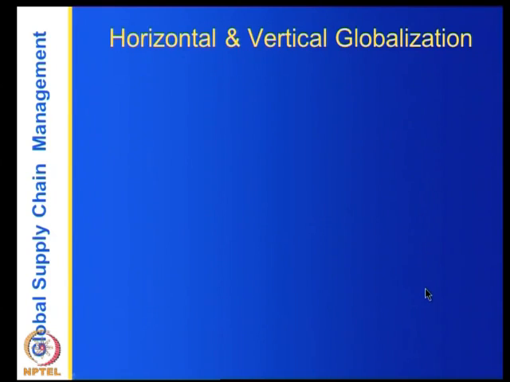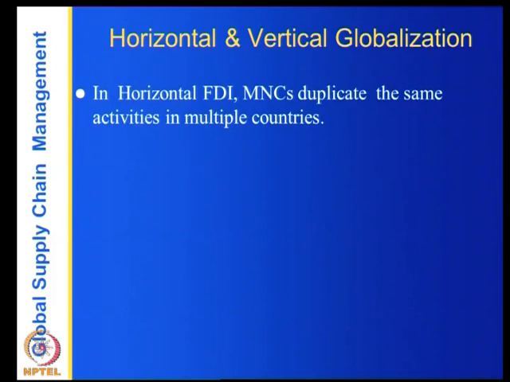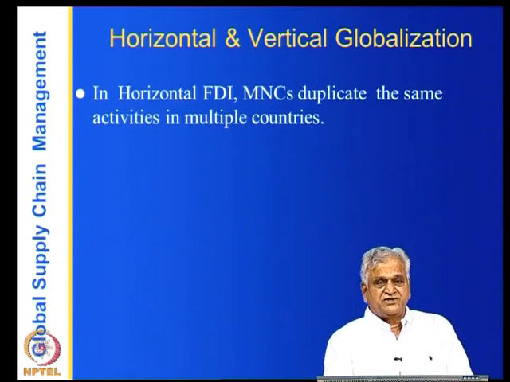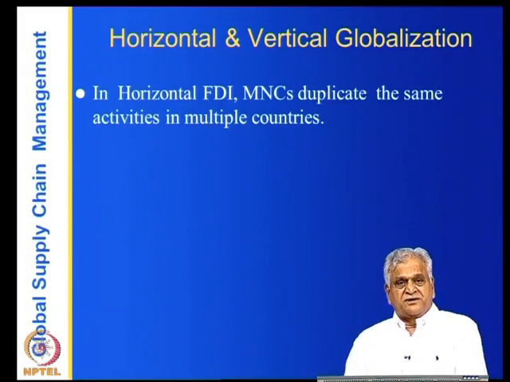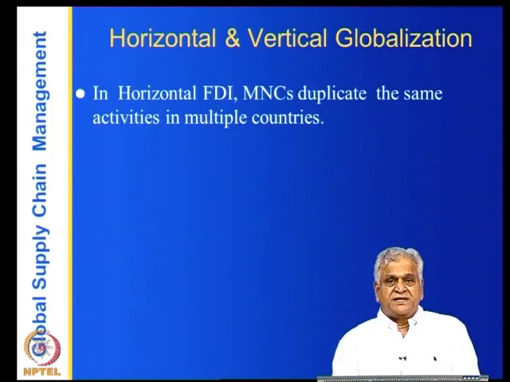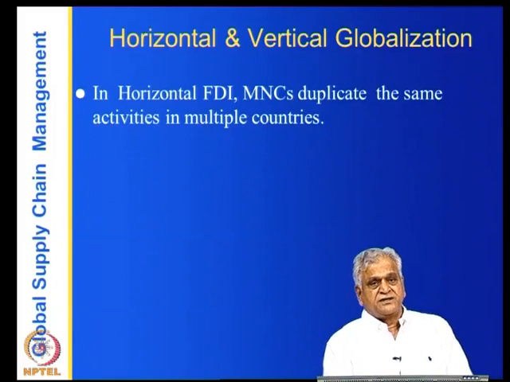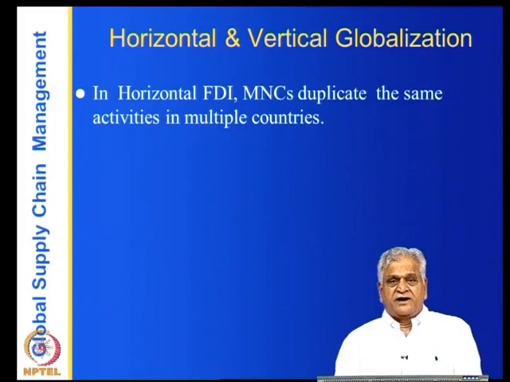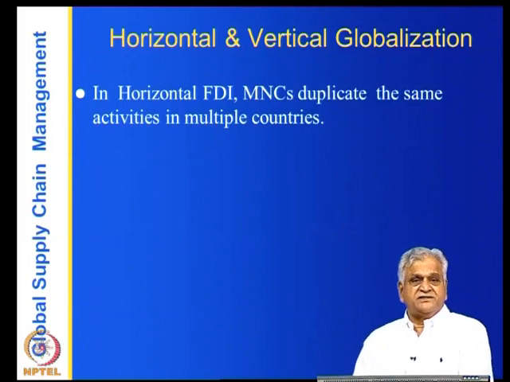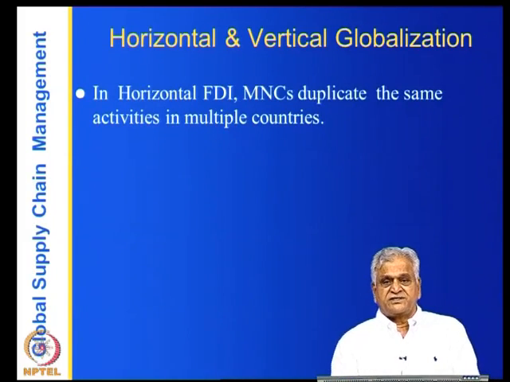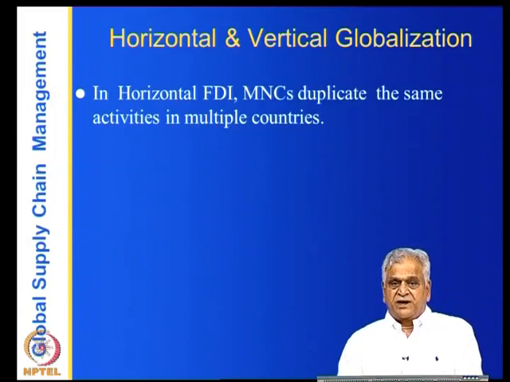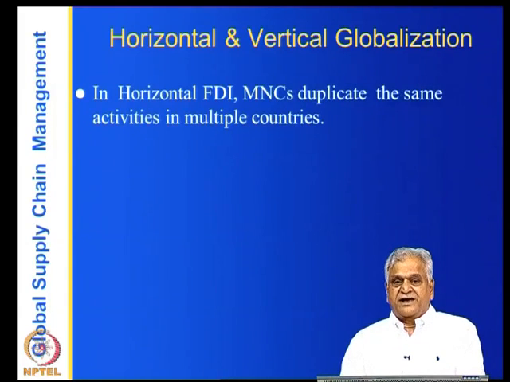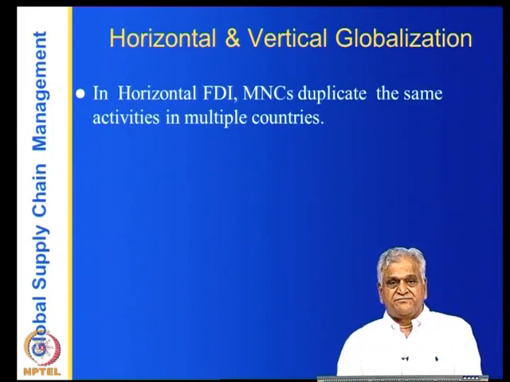So if you look at global supply chains, there are two kinds of globalization. One is what is called horizontal foreign direct investment. FDI means foreign direct investment. MNC means multinational companies. In a horizontal foreign direct investment, MNCs duplicate the same activities in multiple countries. In other words, if they have a factory to manufacture a car in Japan, they will just come to India and have the same kind of factory here.